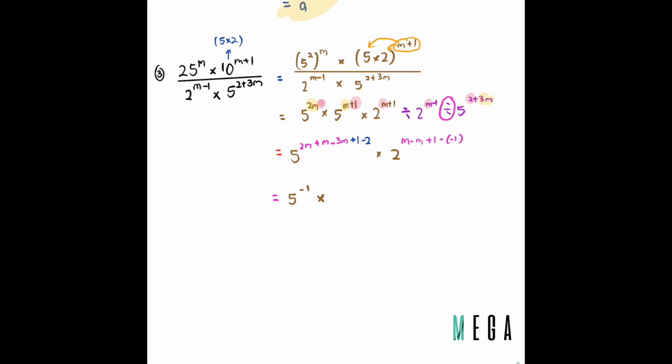So 1 plus 1, I will get 2 to the power of 2, which is 1 over 5 multiplied by 4. So your final answer, it will be 4 over 5. That's it for this question.